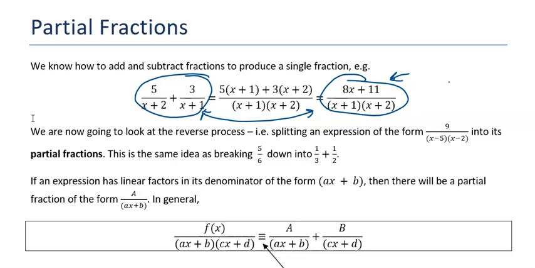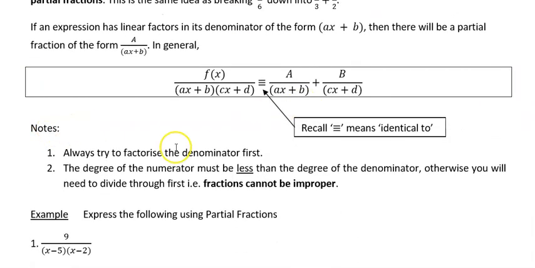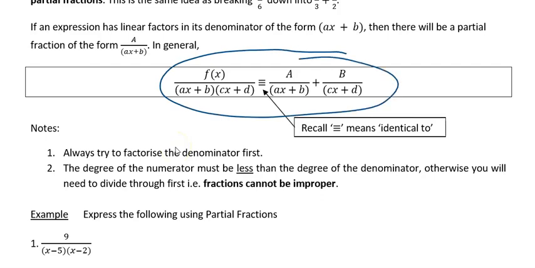Okay, if we have in general this part here, f of x over (ax + b)(cx + d), we can say that this thing is identically equal to A over (ax + b) plus B over (cx + d). Now this identity sign is very important. Quite often you'll see people, myself included, writing this incorrectly as an equal sign, but it is an identity sign. So that means it holds for all values. So that is very important, as we will see later on.